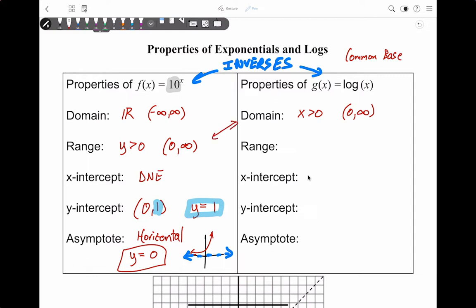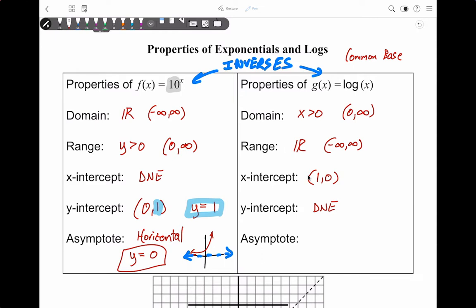Okay, and then the domain is going to become the range over here. That's what's happening as far as inverses go. So the domain will become the range of all real numbers, otherwise negative infinity to positive infinity. And then the x-intercept, yep, is going to come from what used to be the y-intercept over here. And again, we have to keep track of flipping the x and the y. So it's going to be 1, 0. And then this one will become the does not exist part over here.